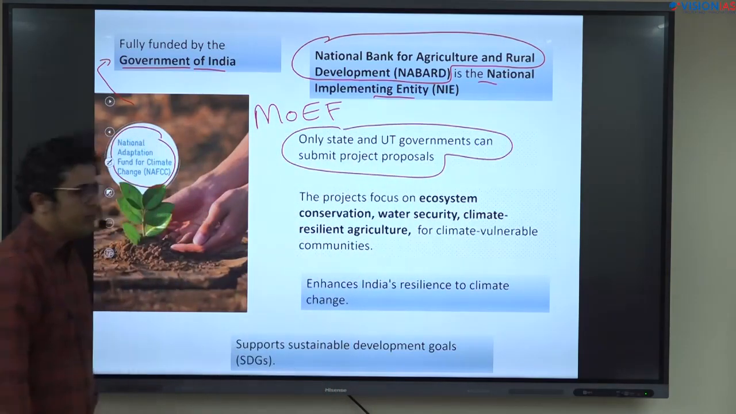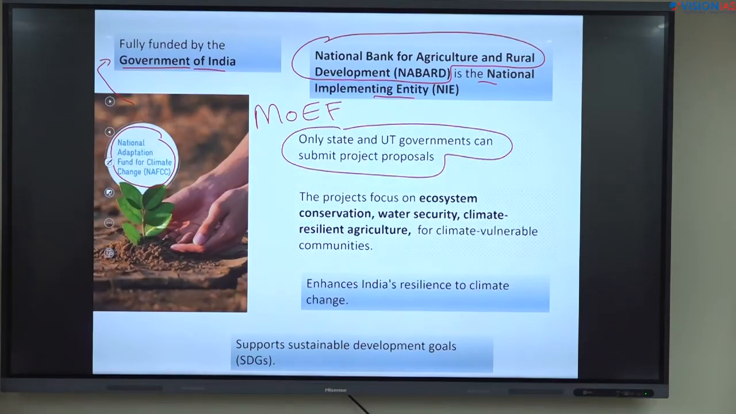Who can get money from this fund? Only state and UT governments. No organizations, no corporates, no private companies can take money from it or can apply for funding. Who can apply for funding? Only the government, state government or UT.